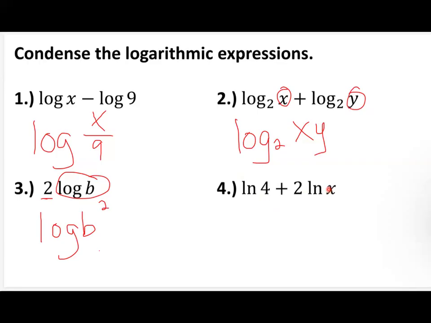So remember PEMDAS, we got to look at exponents before we start multiplying. If we're simplifying, we want to look at exponents first. So we're going to take that 2 and move it up there. So this is going to be the natural log of x squared. Okay, and then we still have it being added to natural log of 4. Natural log is the inverse of e.